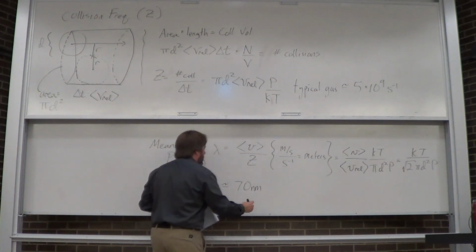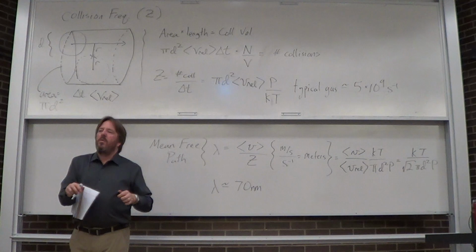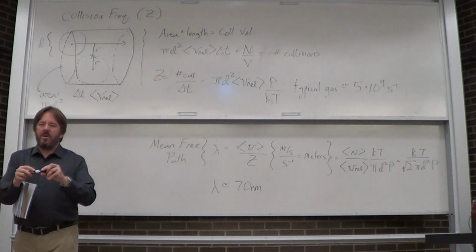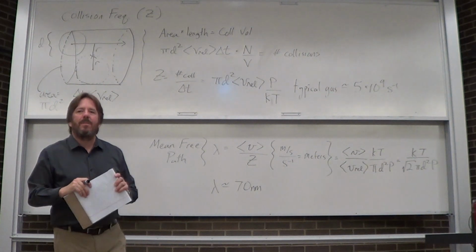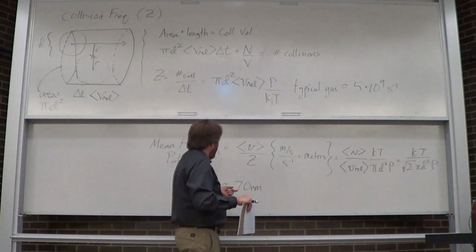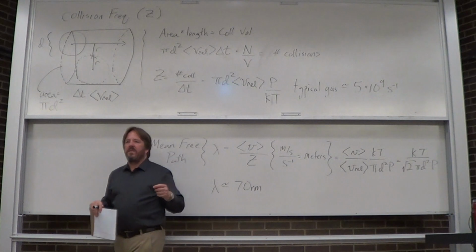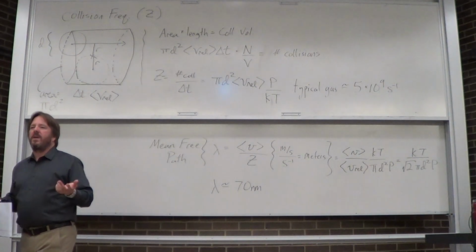What's kind of cool about that is, remember that O2, I do this in the book, so you can look at that. O2's collision diameter is around 0.3 nanometers, 0.35. So this is 1,400 times greater than that.